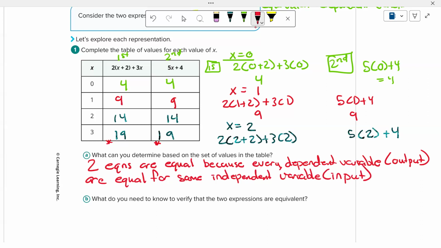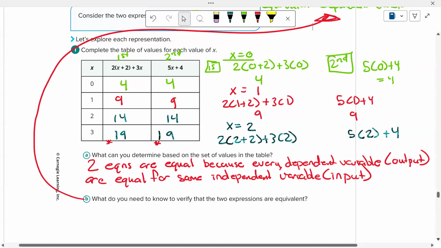What do you need to know to verify that two expressions are equivalent? That every time you substitute in a value or independent variable, the outputs are equal, which we already stated in the beginning, so I'm not going to do that. That's all the way over yonder. And that's perfectly fine. You don't have to repeat right there. Okay, we're going to move on to page 390.